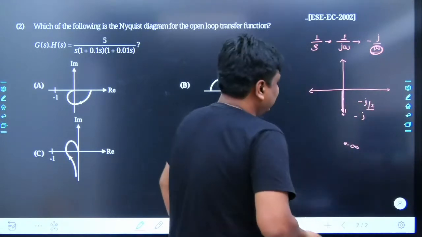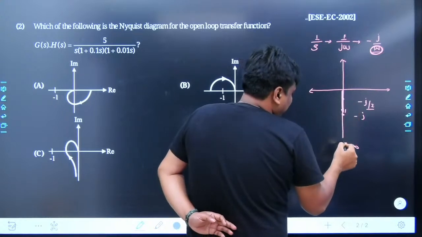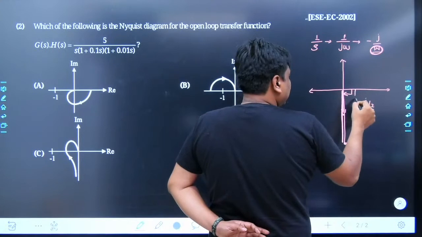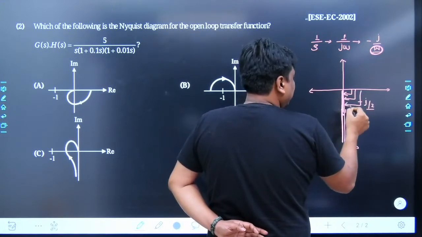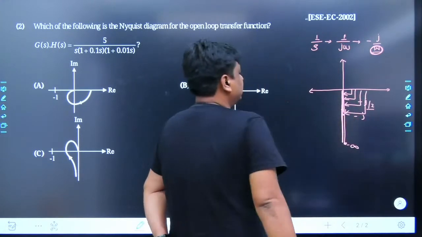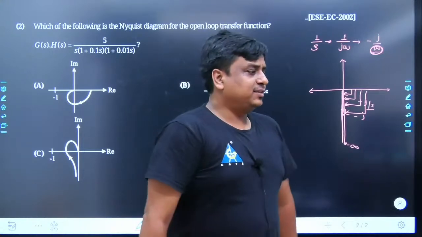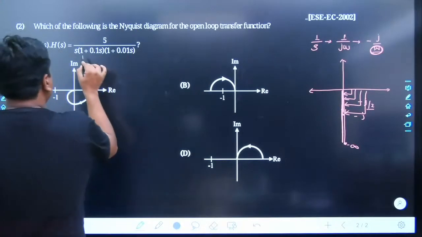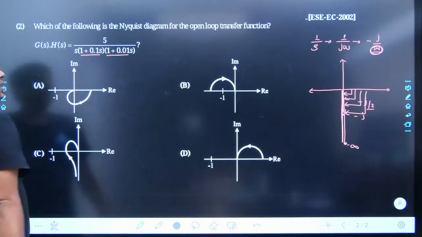Minus j by 2. But one thing has been quite sure, because of the presence of 1 upon s, the angle which would be maintained from the positive real axis would always be 90 degrees clockwise, and hence it's going to be minus 90 degrees. Could you understand what I'm saying? But this factor would not introduce any angle, this factor would not introduce any angle.